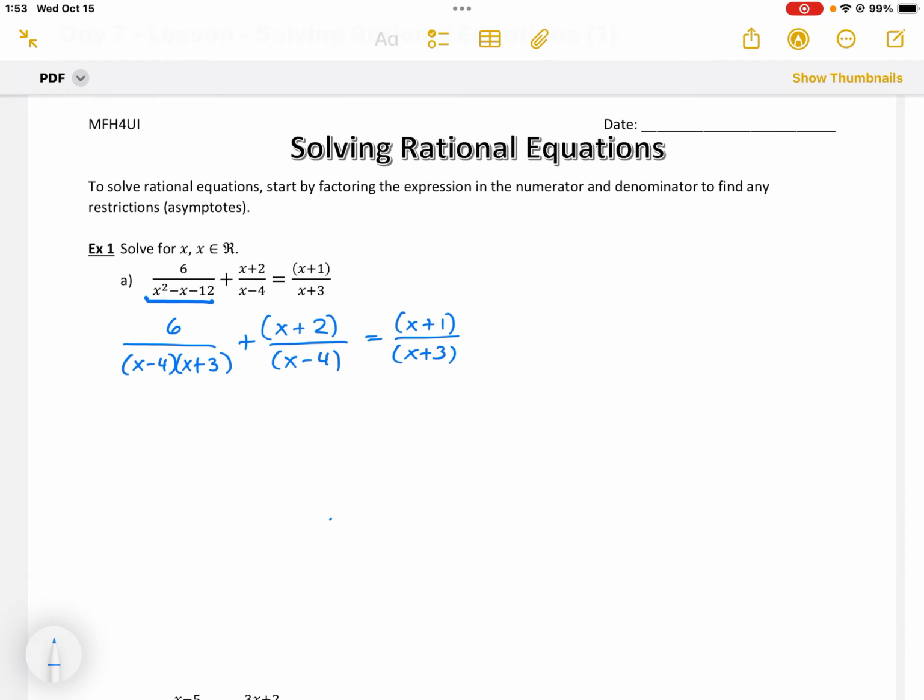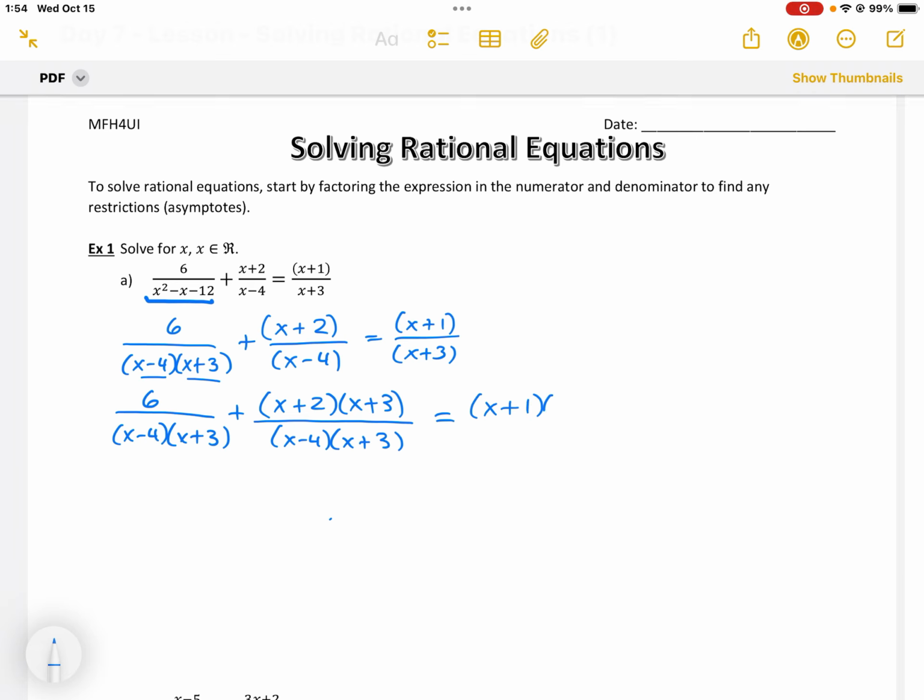Now I can see that my greatest common factor is actually (x minus 4)(x plus 3). So that means that my next step is to make everything into the same denominator. So my second term on the left side is missing an x plus 3 on the bottom, so I'm going to do the same thing to the top. And then my term on the right-hand side is missing an x minus 4 on the bottom, so I'm going to add that to the bottom and the top.